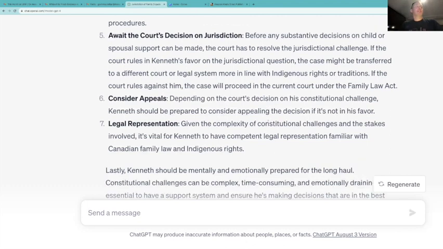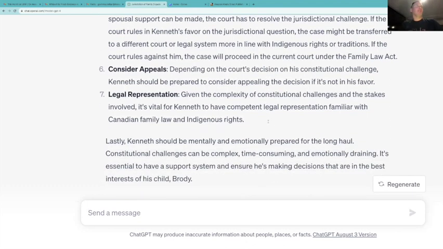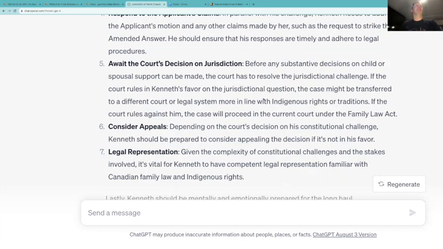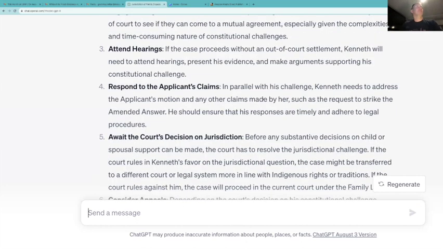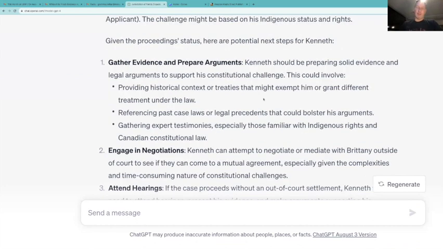Lastly, candidates should be mentally and emotionally prepared for the long haul. Constitutional challenges can be complex, time-consuming, and emotionally draining. So I think it's essential to have a support system and ensure he's making the best decisions that are in the best interest of his child, Brody. So I think it does a pretty good job here of giving you 7 different potential outcomes or next steps for Kenneth, despite the fact that we don't know who Kenneth is.